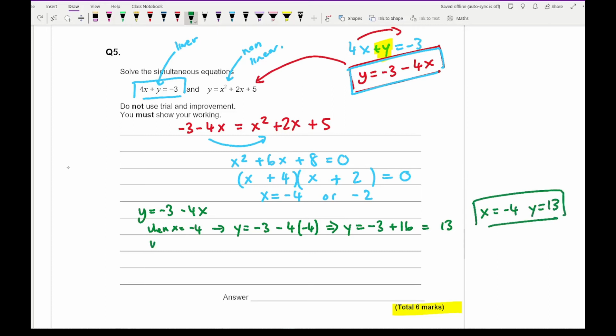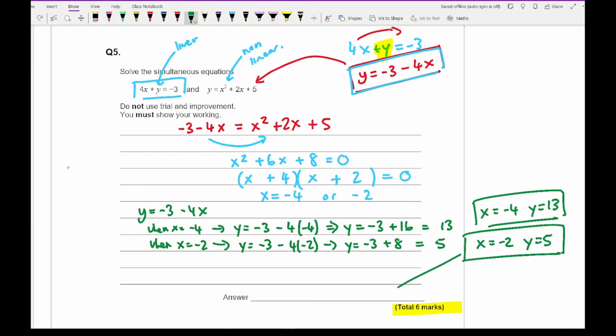Then when x equals minus 2, y equals minus 3 minus 4 lots of minus 2, which becomes y equals minus 3 plus 8, which equals 5. So when x equals minus 2, y equals 5. And there is my second set of solutions.